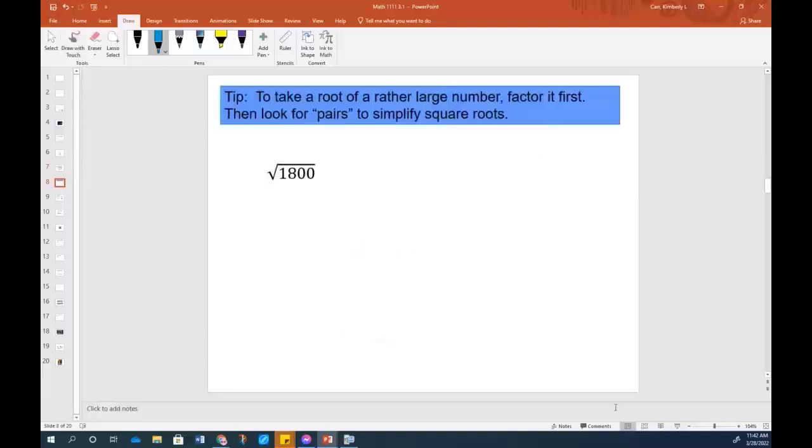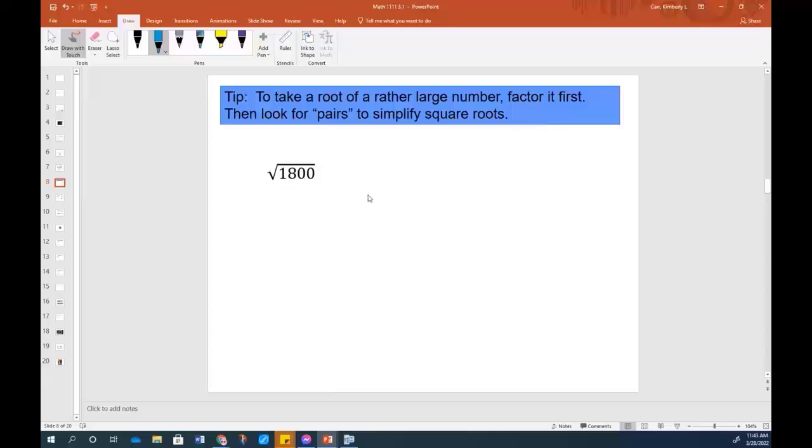It's not very often you'd have a really large number, but you might look at a number sometime and not know. When she did the square root of 32, she just said it was 16 times 2, and I knew the square root of 16. But you don't always know. So whether you have a large number, like this 1,800, or you simply have a number that you don't know what divides into it, there is a way to find this out. What we can do is factor it.